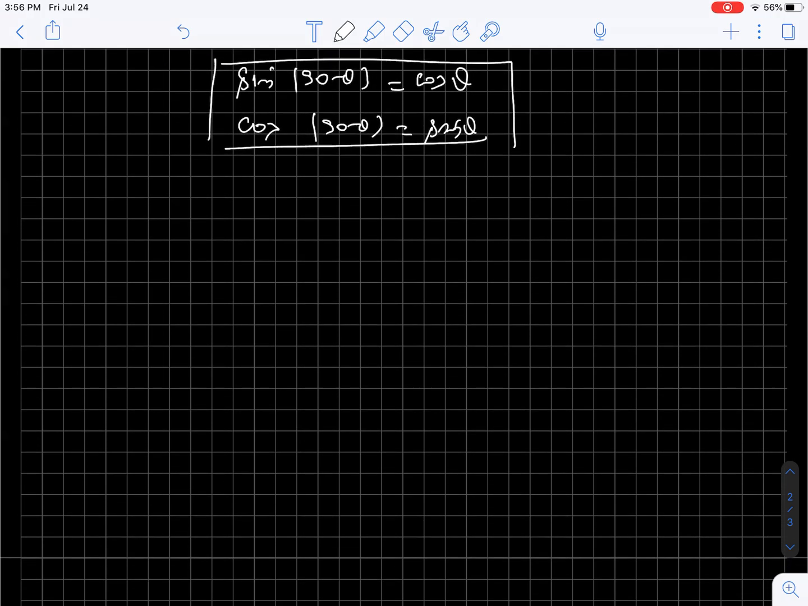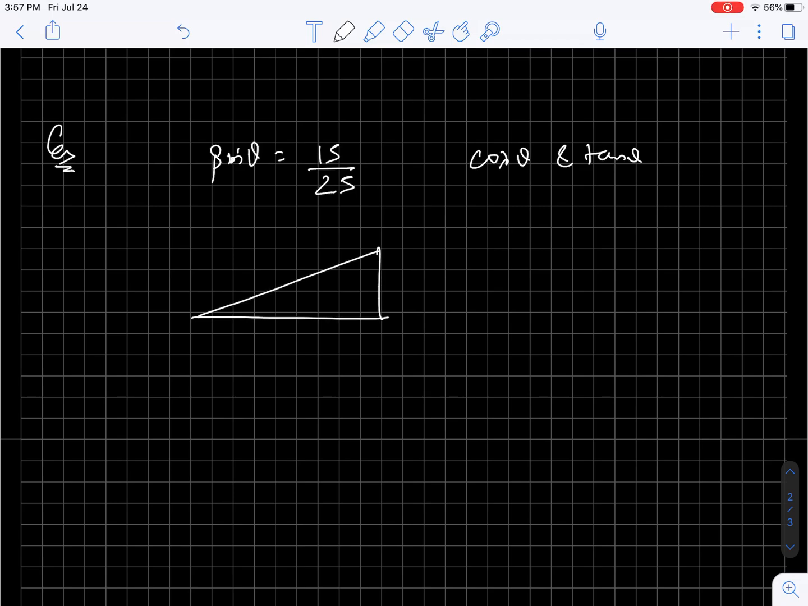Okay. Now, if they say in some triangle, sine theta is equal to 15 divided by 25, can you find the value of cos theta and tan theta? Think in terms of angle. Sine theta is 15 divided by 25. If this angle is theta, you can say this side is 15, this side is 25.